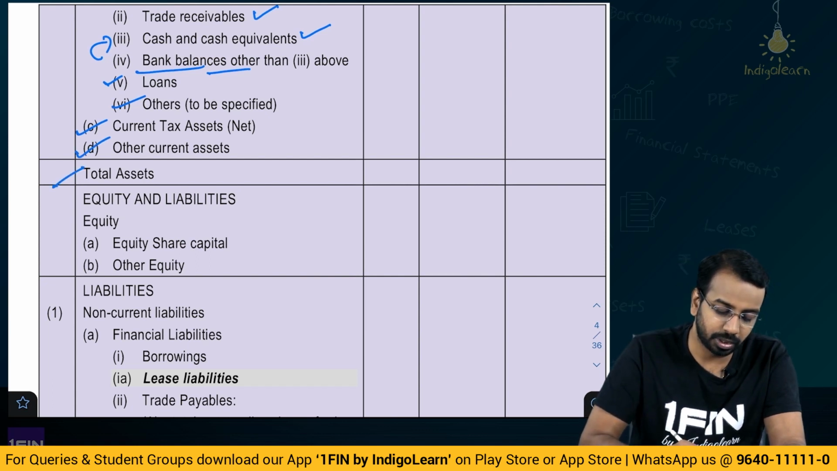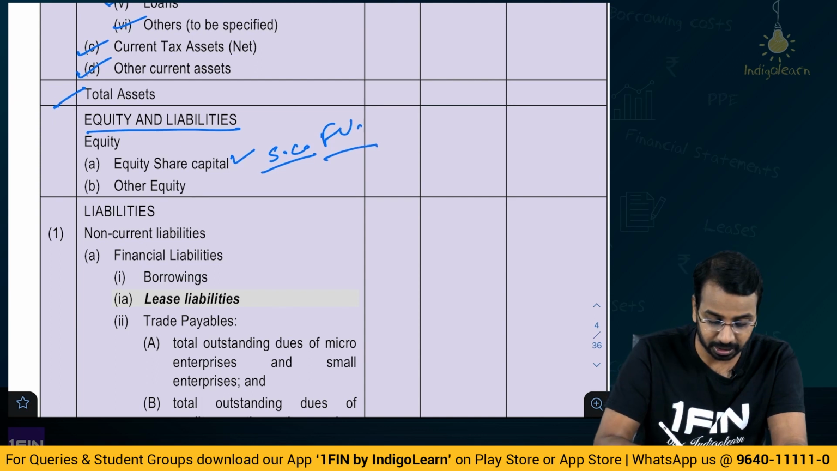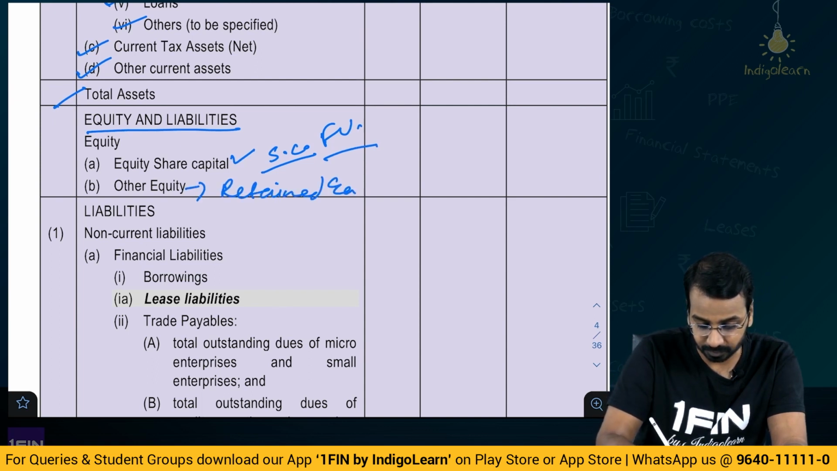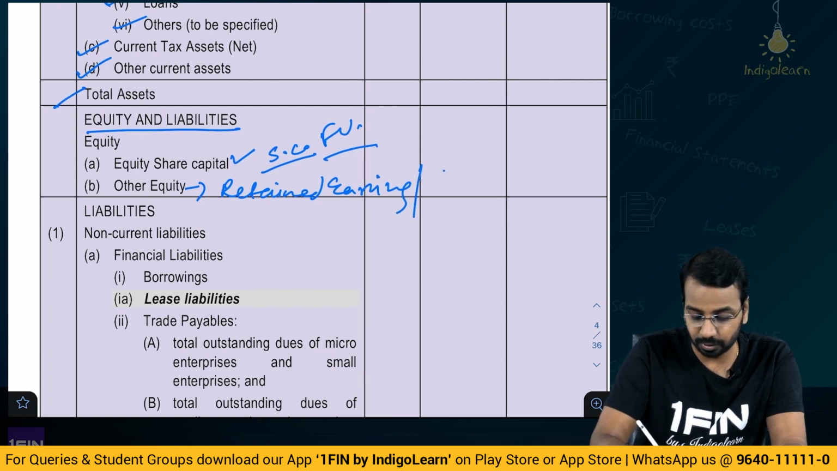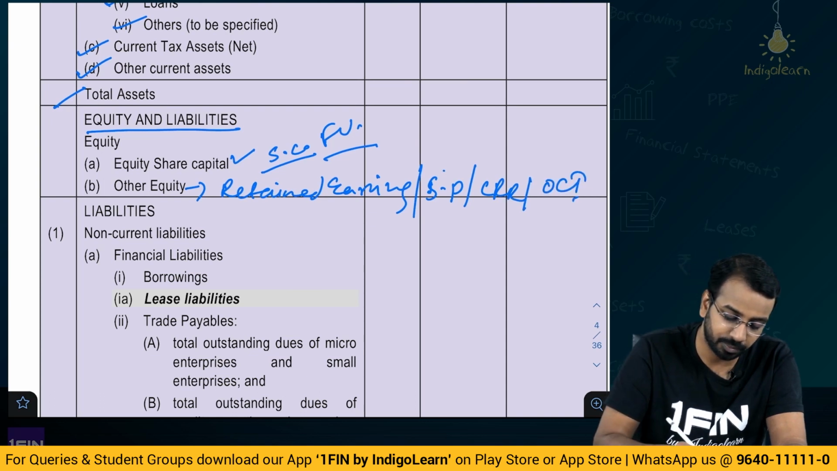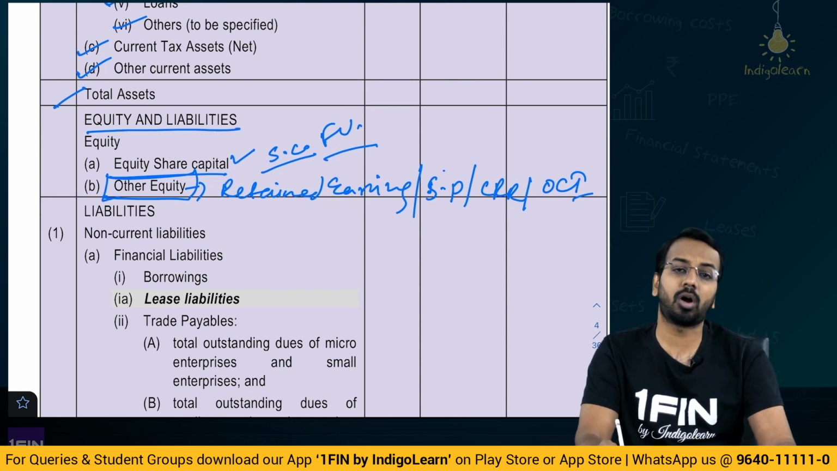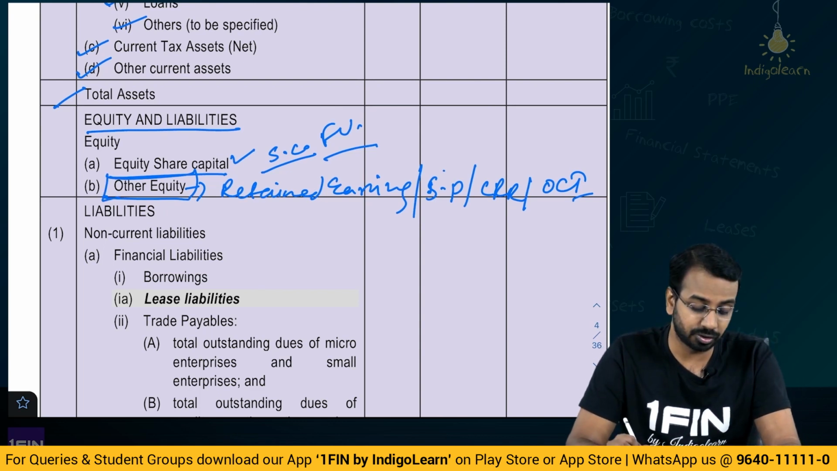Then coming to the equity and liabilities side, you have equity share capital, this takes care of your share capital at face value, and other equity. So this will have your retained earnings, then you will have your securities premium account, then you will have maybe your capital redemption reserve, then you will have your other comprehensive income. Anything other than equity share capital is captured under other equity, a very very important component of the financial statement.